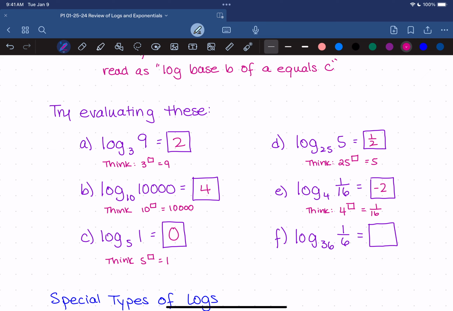All right, let's try the last one. Think 36 to what power is 1/6? The whole number turned into a fraction, so it had to flip. It's negative. 36 turned into 6 by taking the square root. So that's -1/2. Okay, so there's evaluating.